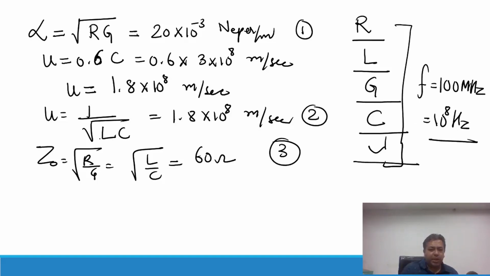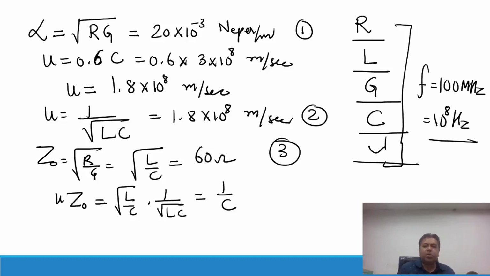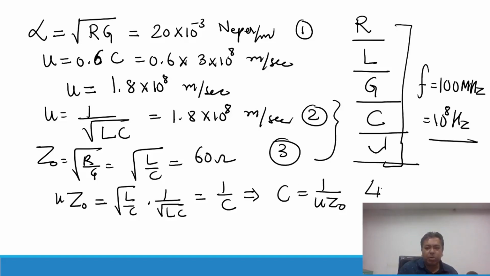Equation 2 and 3. Again, if I multiply 2 and 3, what will I get? U Z naught is equals to root L by C into 1 upon root LC. So root L will cancel, and this will be 1 upon C. So I am getting U Z naught equal to 1 by C. So with the help of this relation, I can write C is equals to 1 upon U Z naught, equation number 4. Now U I am having, Z naught I am having. So with the help of equations 2 and 3, you can substitute the values of U and Z naught in equation number 4, and you can very well calculate the value of the capacitance per unit length of the transmission line.